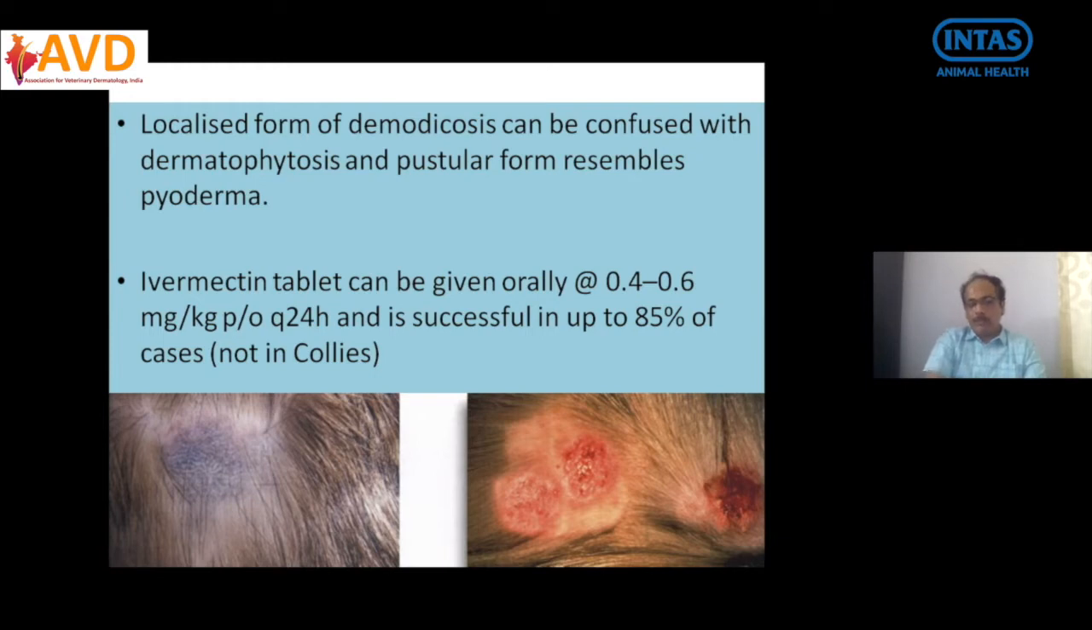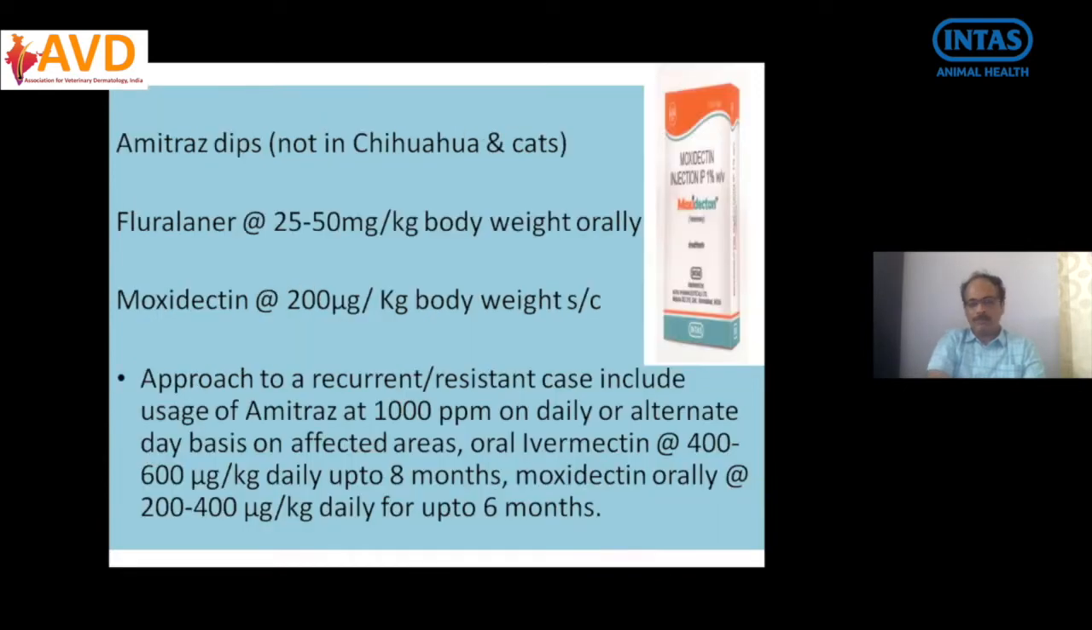Then ivermectin tablets can be given as a treatment of dermatitis, as you all know, 0.4 to 0.6 mg per kg orally every 24 hours, and it is successful in up to 85% of cases, not in collies. So the tablet form of ivermectin is much more preferred for treating dermatitis, at a dose rate of 400 to 600 microgram per kg daily, and it's successful in up to 85% of the cases.